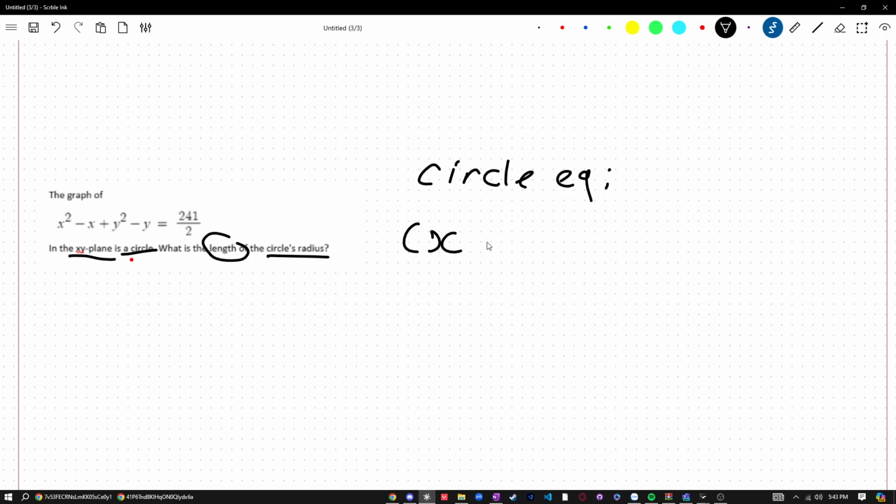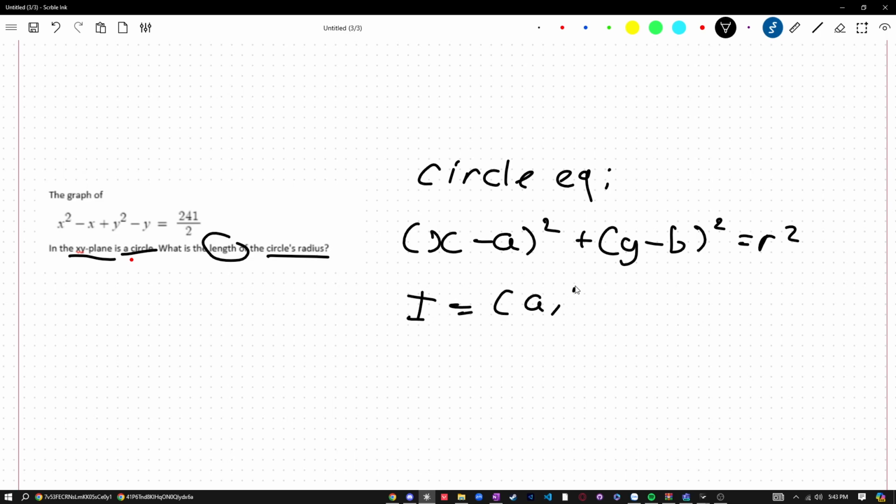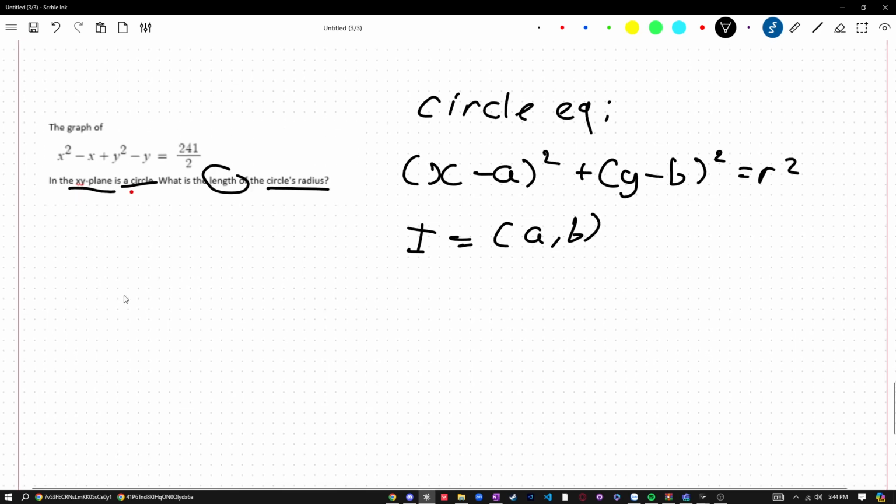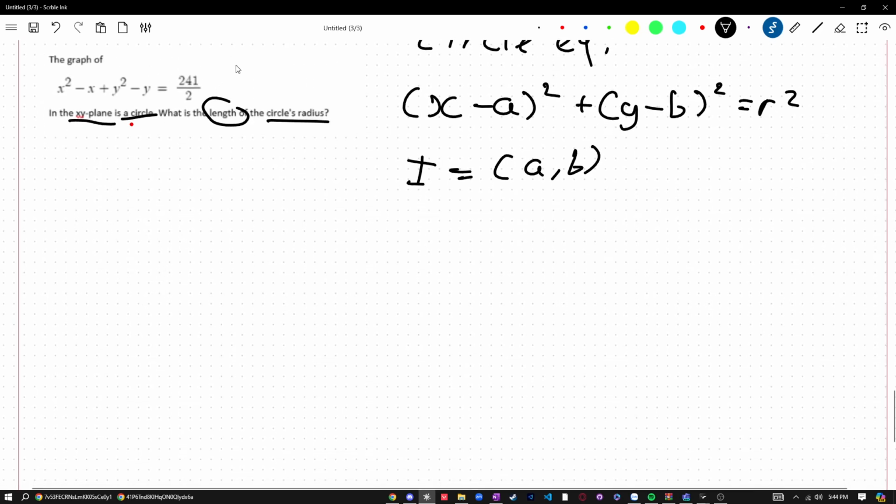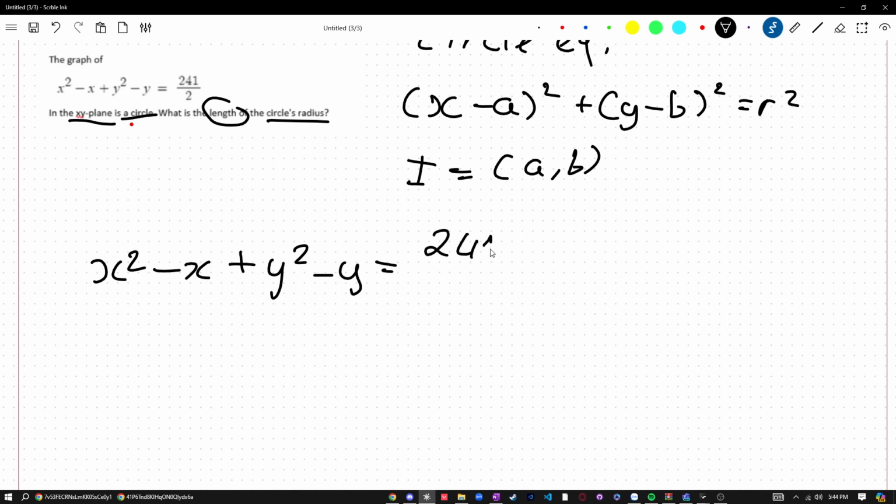is (x minus a) squared plus (y minus b) squared is equal to radius squared, where a and b is the coordinate of the center of the circle. So I'm just gonna write this down here: x squared minus x plus y squared minus y is equal to 241 over 2.